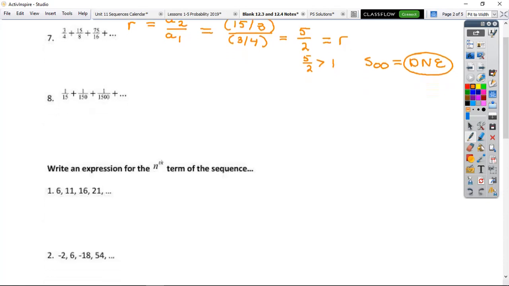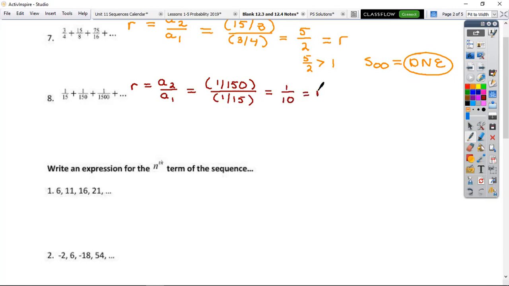So number 8. I'm going to look at this one and again look for my common ratio first. So I'm going to say my common ratio is equal to, again, second term divided by first term if you're not great with the pattern. So this would be 1/150 divided by 1/15. So my r value is just 1/10.